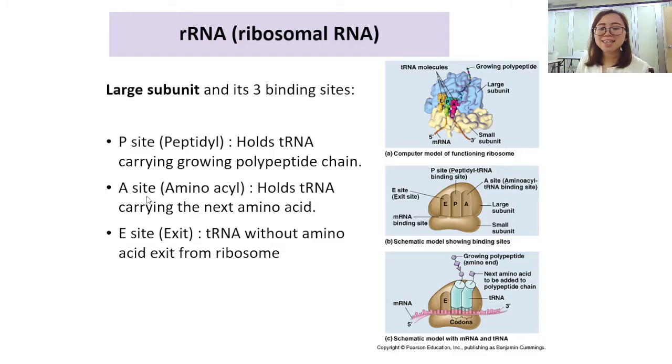The other site is A site, amino acid. This is the site that holds the tRNA carrying the next amino acid. Okay, amino acid yang seterusnya yang mau disambung akan masuk melalui A site. Dan E site is exit. So this is for tRNA that already gives up their amino acid for them to exit from the ribosome. Ini adalah pintu keluar. So that is the large subunit.